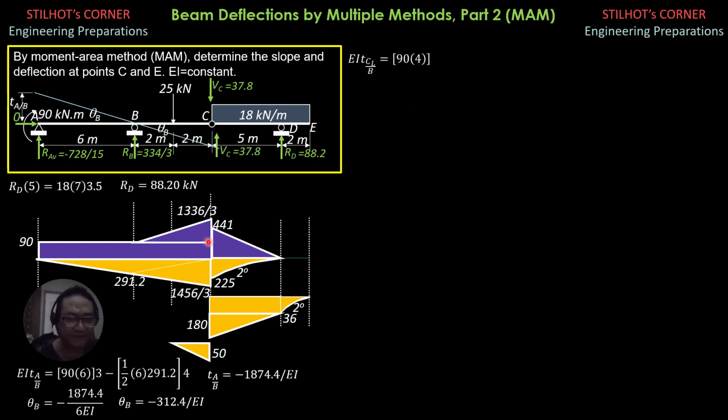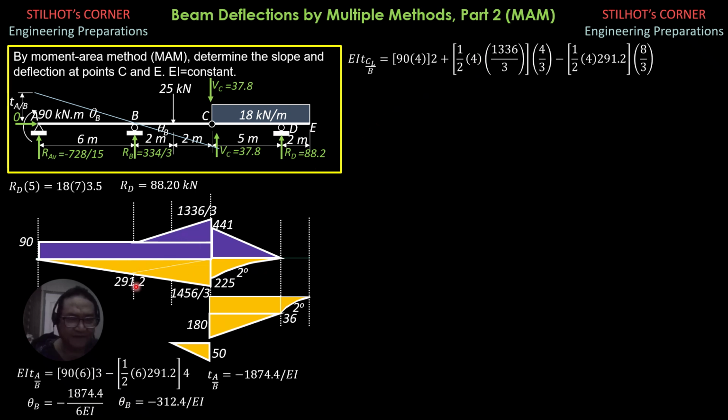And that is, for this area, 1/2 of 4 times 1336 over 3. The moment arm is 4/3 because we sum up moment at C. Plus 90 times 4 times 2, which is that. Then this is the moment of this area.